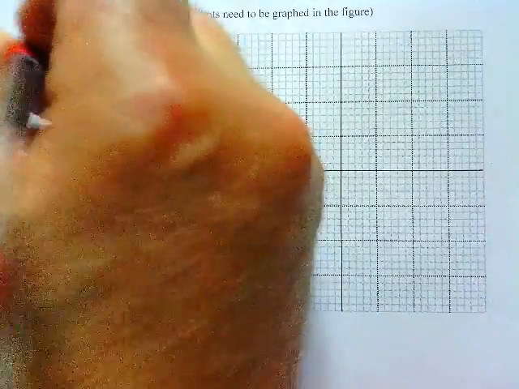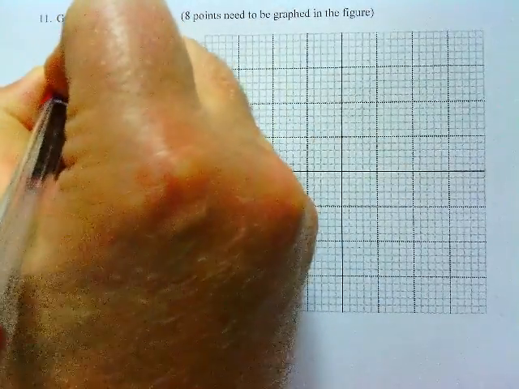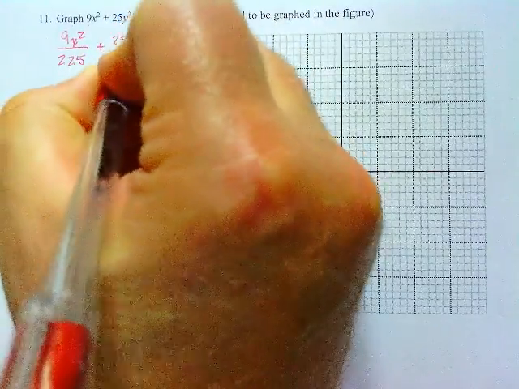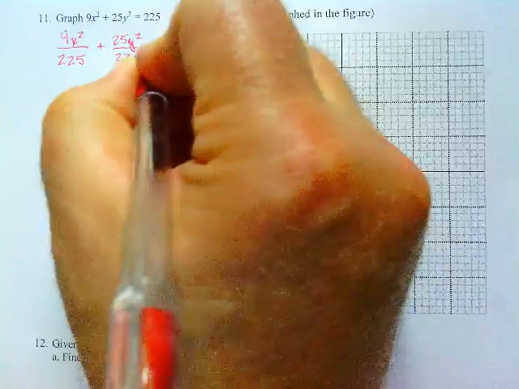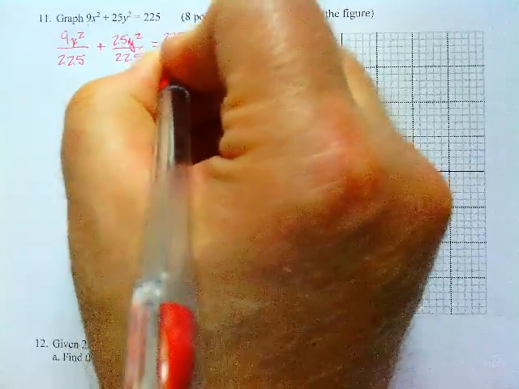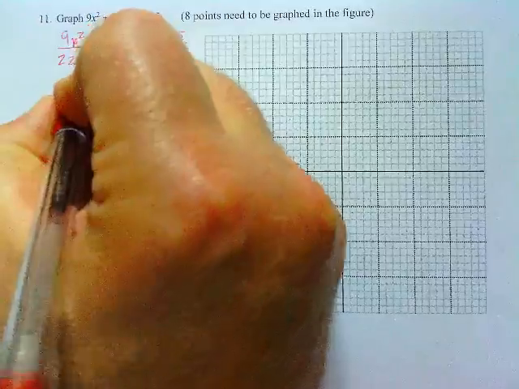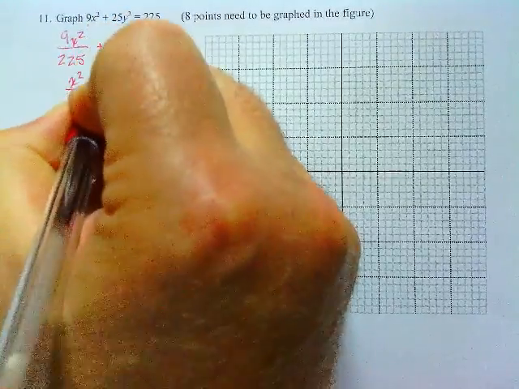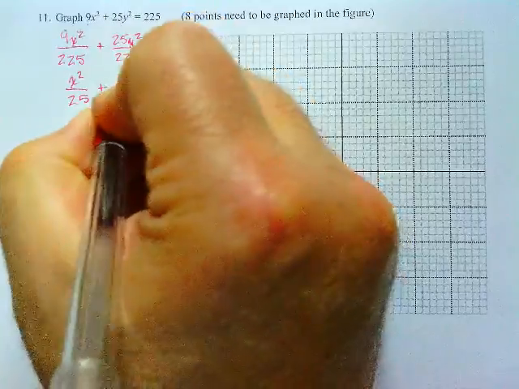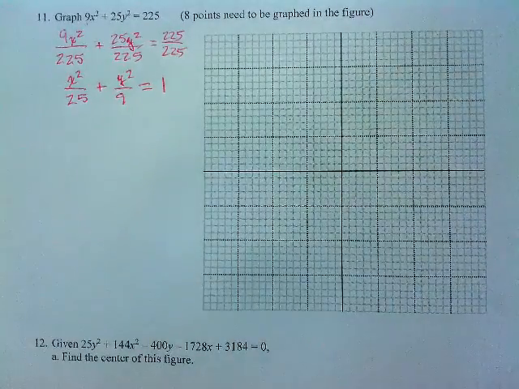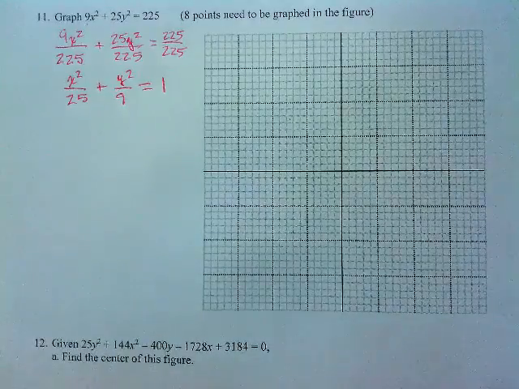And when we do that, let's go ahead and write that down. We're going to have this, and then the y squared term, and then of course over here 225 over 225, because we want to make that part of 1. So in this case we'll end up with x squared over 25 plus y squared over 9 equals 1. And now we have the equation in the form that we want for an ellipse.